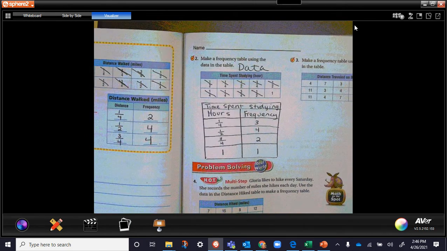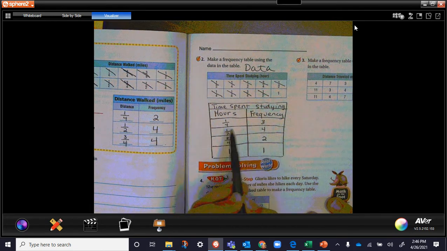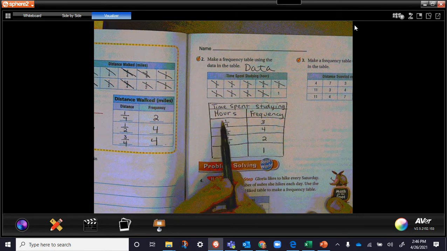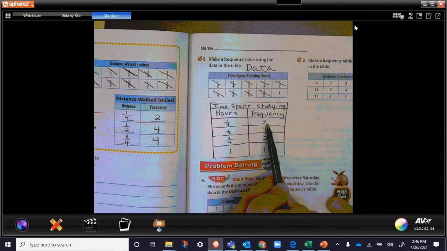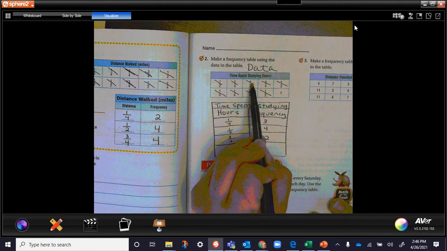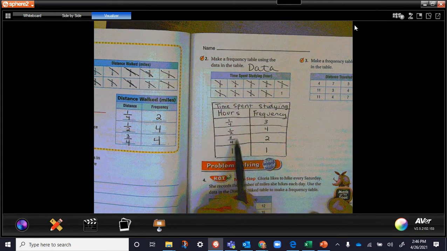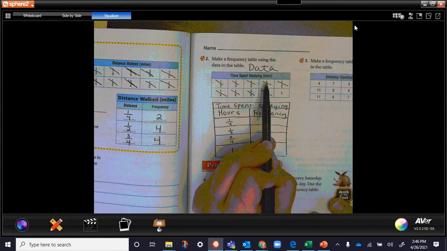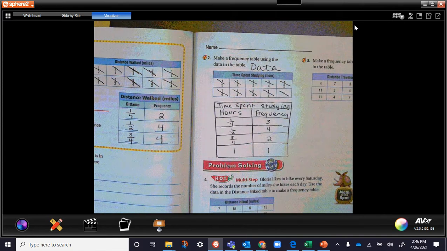On this next one, number 2, this is where we made the whole thing. We put our title, we put our columns, and we counted. Every time I saw 1/4, that was 1, 2, 3 times, so that happened 3 times. Every time I saw half, which was 1, 2, 3, 4, I put that. For 3/4, 1, 2, and then there was one time where he spent an hour. So we built our table.